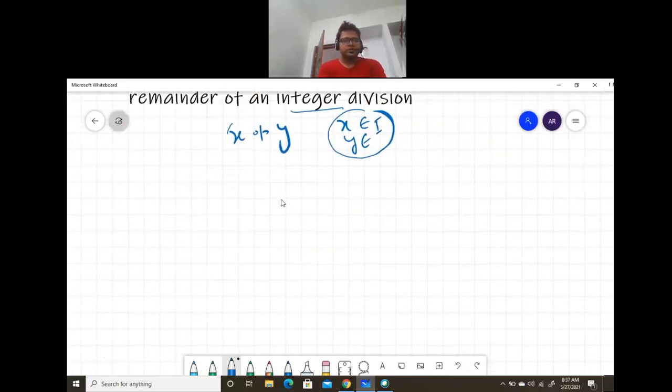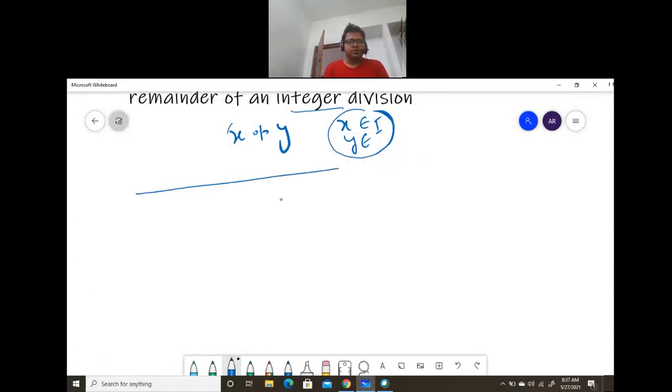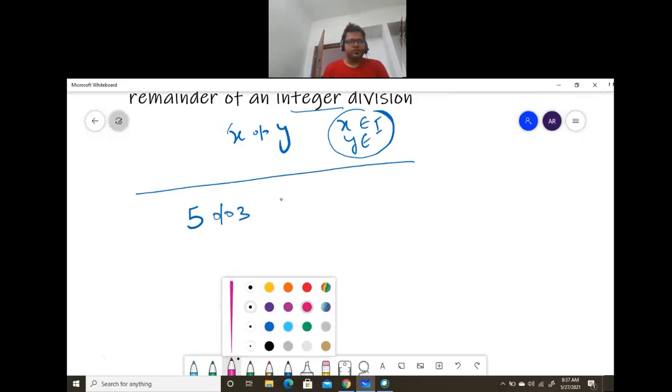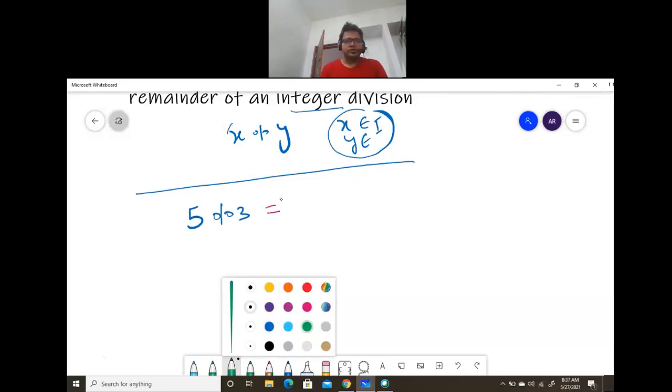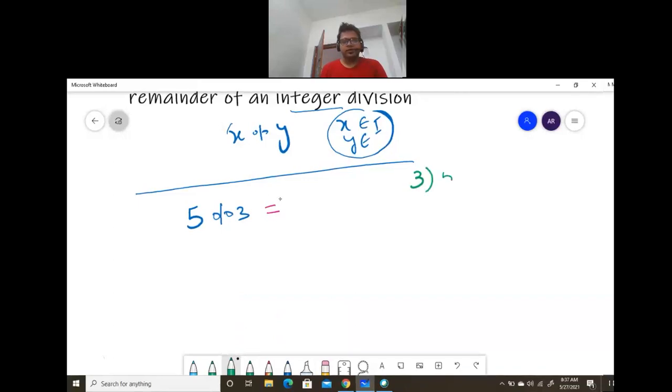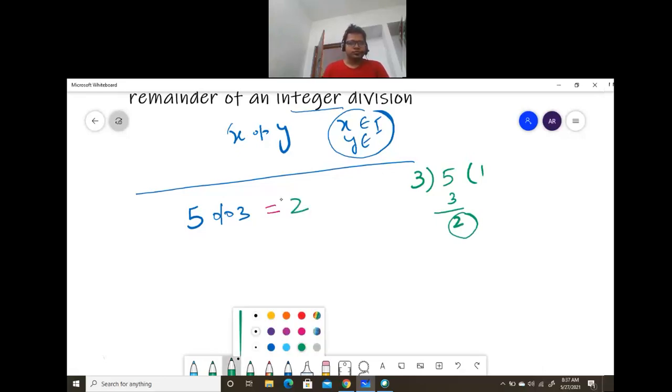Second, let's discuss with an example. Let's take 5 modulus 3. What will be the answer for that? We will divide the same way as we did in mathematics in earlier days. What will be the remainder? This is 3, this is 2. So the answer will be 2.